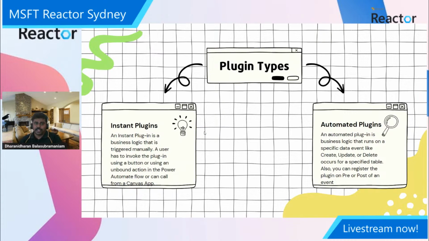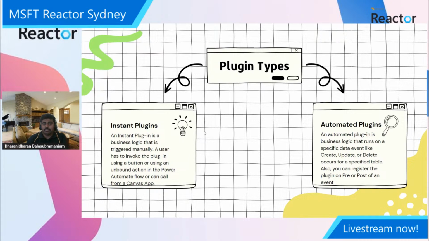The instant plugin is a business logic that is triggered manually. The user has to invoke the plugin using a button or using an unbound action in the Power Automate flow, or they can call this plugin from the Canvas app. In today's demo, I will show how to build an instant plugin, and how you can call this instant plugin from both the Canvas app and also from Power Automate.